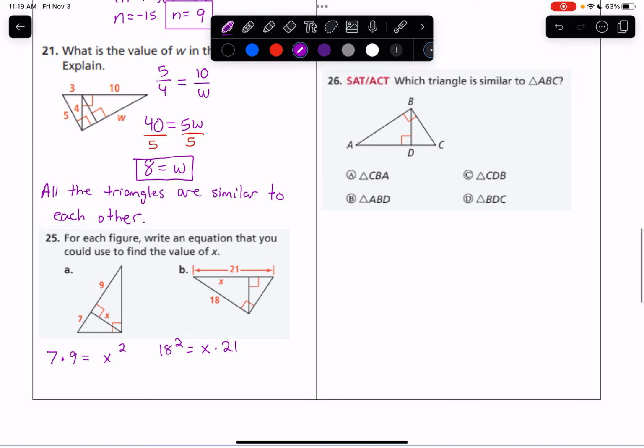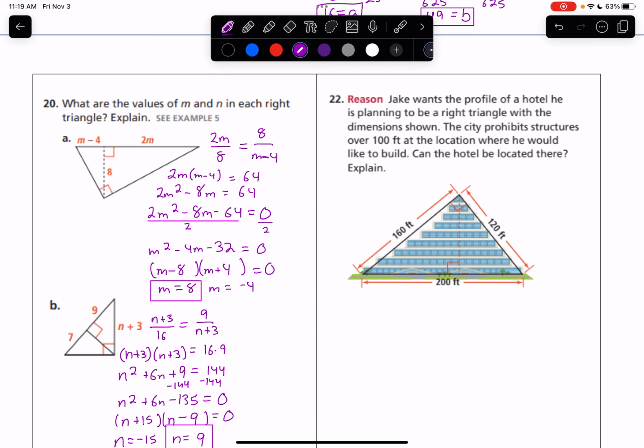Number 22, Jake wants the profile of a hotel he is planning to be a right triangle with the dimensions shown. So he's seen some right angles here. And here we've got an altitude drawn to this hypotenuse. The city prohibits structures over 100 feet at the location where he would like to build. Can the hotel be located there? We want to figure out whether the altitude x is taller or shorter than 100. So we've got to figure out how we can do that. I think the first thing we need to do is find the lengths of the pieces of the hypotenuse, because those are the only pieces of information we can use to find the length of the altitude.